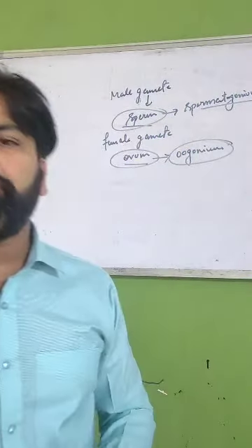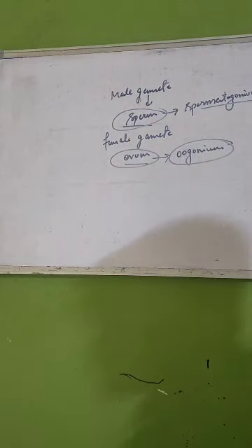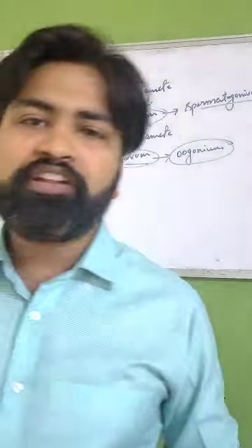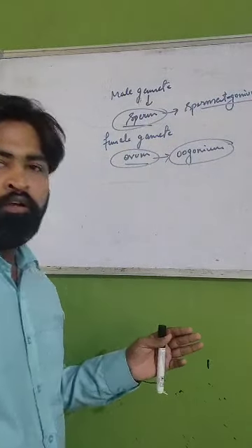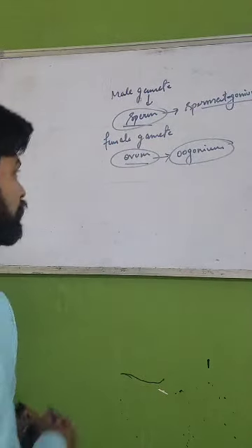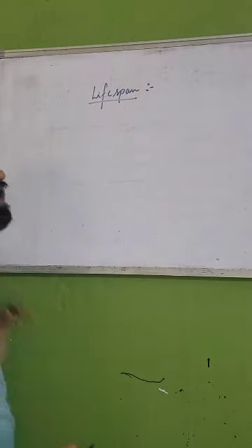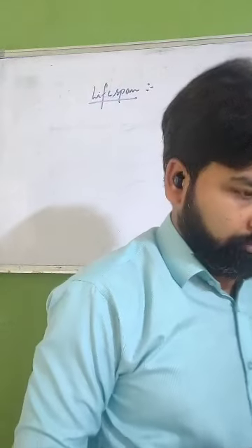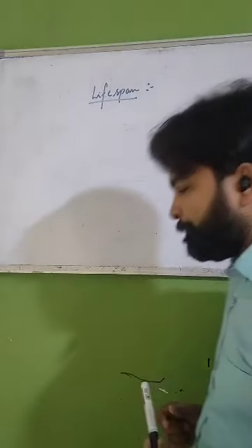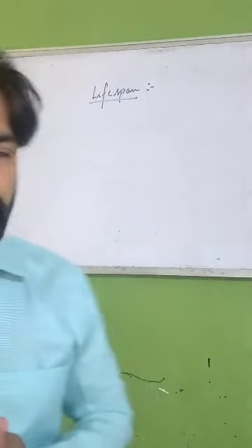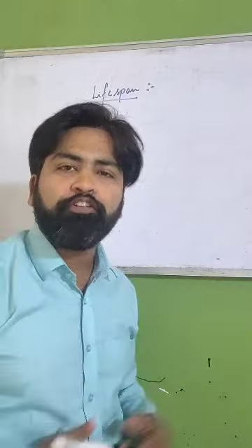So these are the basic differences between sexual and asexual reproduction. A few more differences are there that you can find in your book also, but these are some of the important differences between sexual and asexual reproduction. Now, moving further, first of all we will discuss lifespan. So what is lifespan? It is the time period between birth and natural death of an organism.